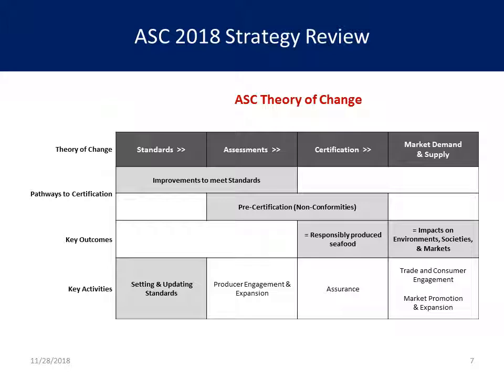The top 4 rows, I think, are the theory of change from what I've learned, but I see in the bottom row some key activities. There seems to be much that needs to be done, or much opportunity, in the area of setting and updating standards. Then there are more executional aspects of producer engagement and expansion, maintaining effective assurance, trade and consumer engagement, and market promotion and expansion, all of which lead to questions and decisions that may need to be addressed in the strategy review process.